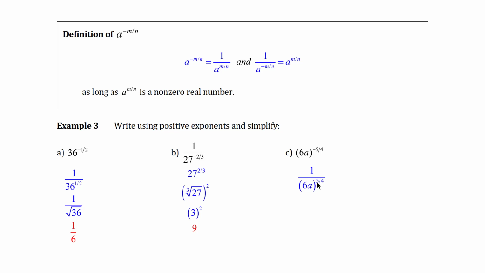Next, we convert this to a radical. So our final answer would be 1 over (the fourth root of 6a) to the 5th power, or we could rewrite this as 1 over the fourth root of (6a) to the 5th power.